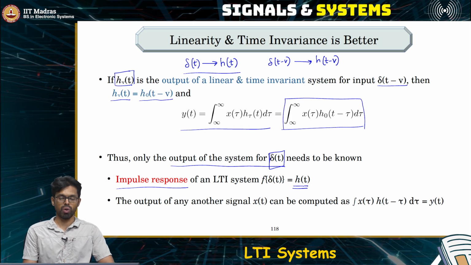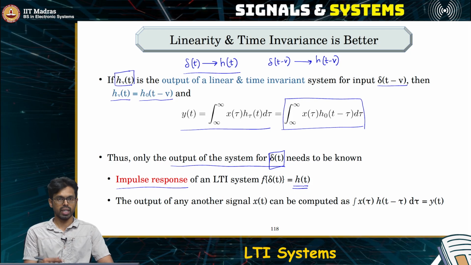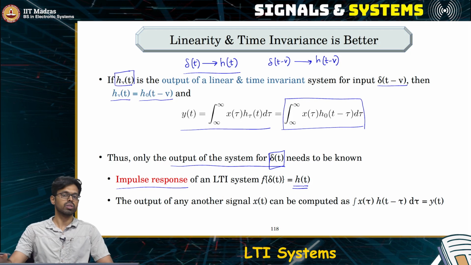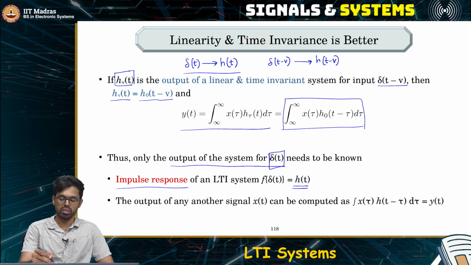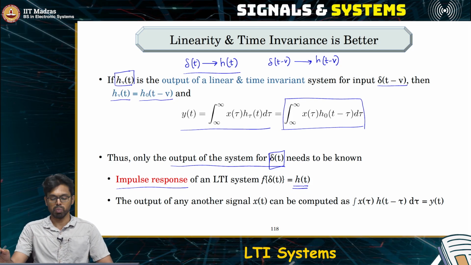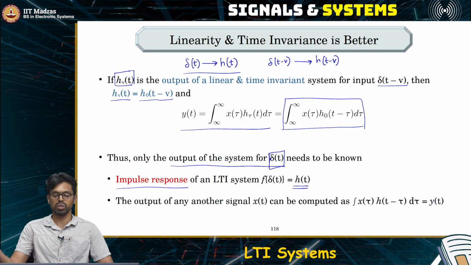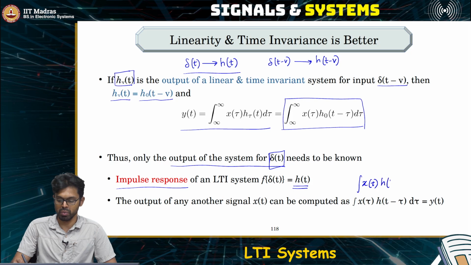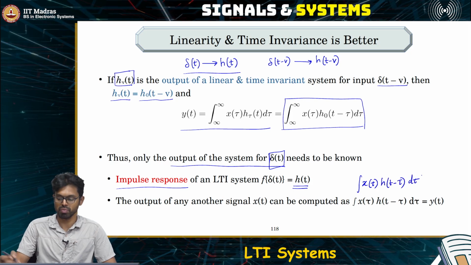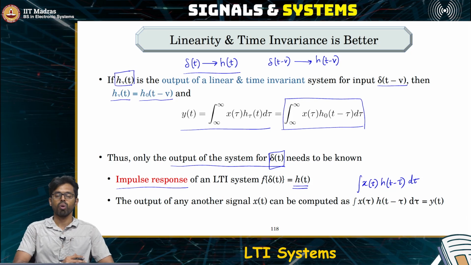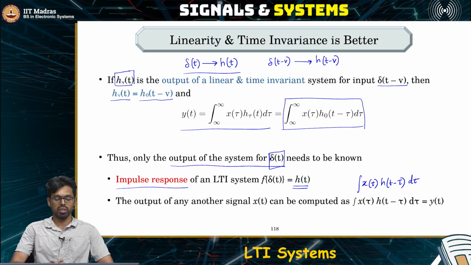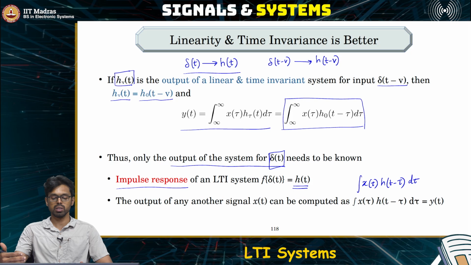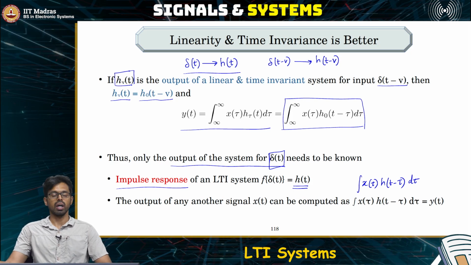If you know this response, which is basically the output of the LTI system for the input to be a Dirac delta signal, then you have completely understood the LTI system. How? Because to know any other output for any other input, all you have to do is just evaluate this integral of x of tau times h of t minus tau d tau. That's it. So this is a very, very important property, which we will use often in practice to understand the impulse response of the system, and from this impulse response we fully characterize the other properties of the system.